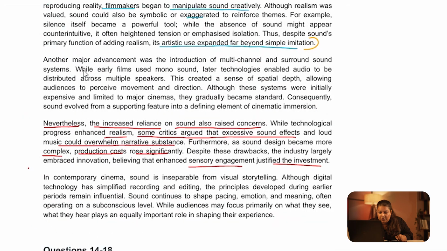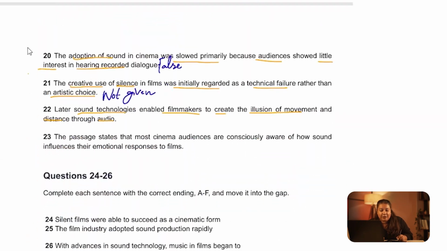Another major advancement. Yes. Here it does talk about spatial depth, allowing audiences to perceive movement and direction. While early films used mono sound, later technologies enabled audio to be distributed across multiple speakers, and it had the sense of spatial depth, which enhanced audiences' perception towards movement and direction. So it is there. The exact statement is given, so it matches with the information in the passage. My answer to this question will be true.